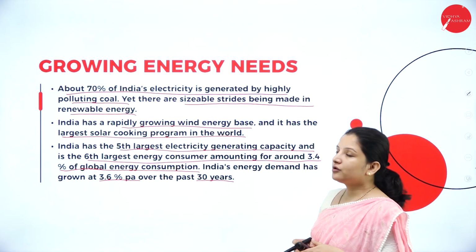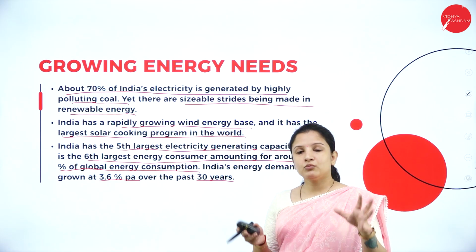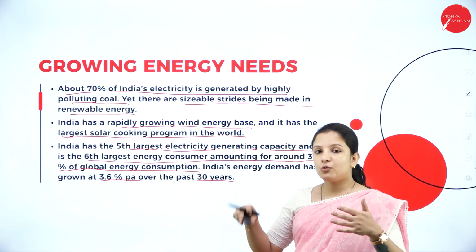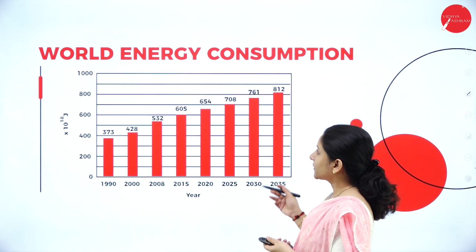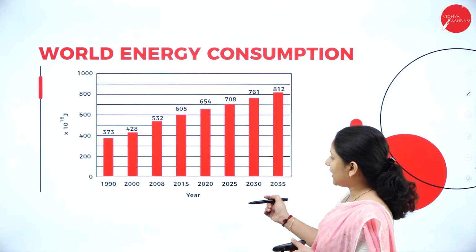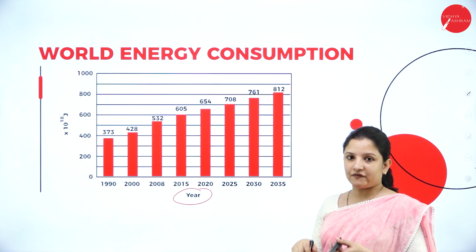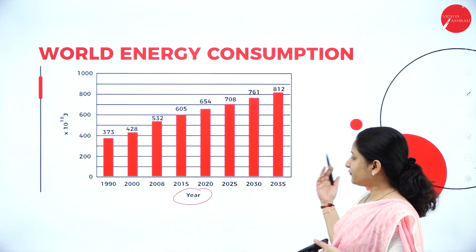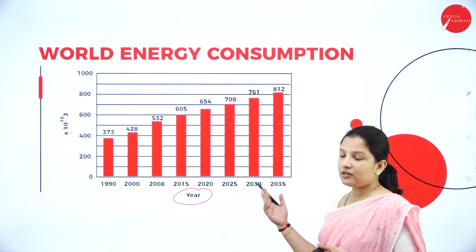So this is about the growing energy demand. That is, earlier how much demand was there for energy, and now, because of the increasing population, how much the demand has increased, all that we have studied here. Next, there is a graph given here wherein you can see they have given the years from 1990 to 2035. Of course, we are in 2022 now, but they have predicted what might happen in 2025, 30 and 35.